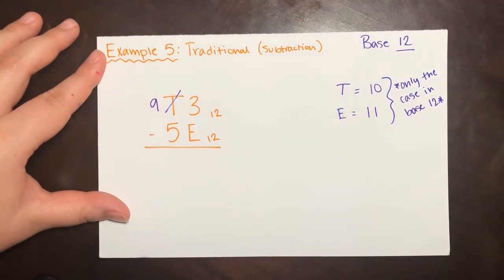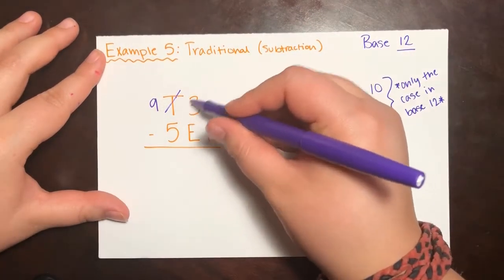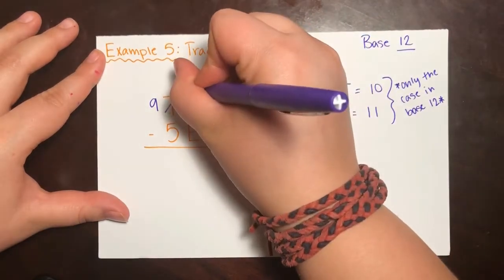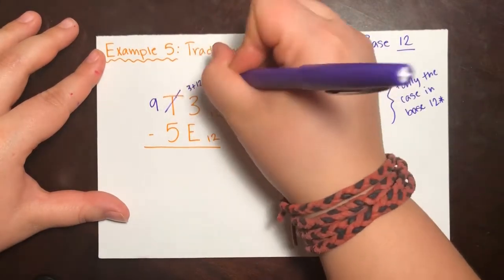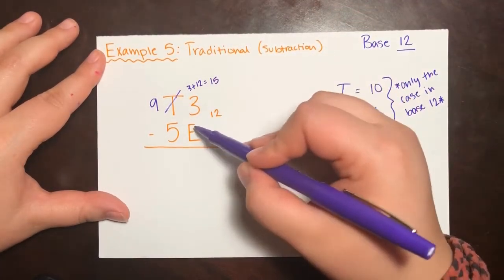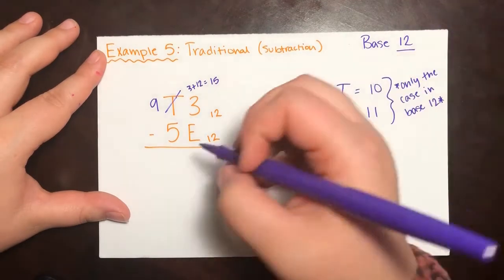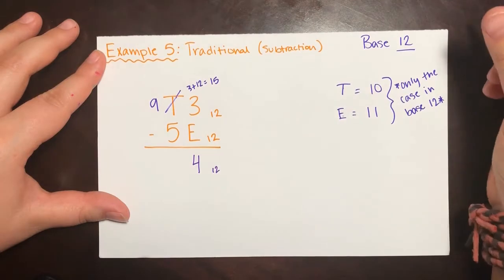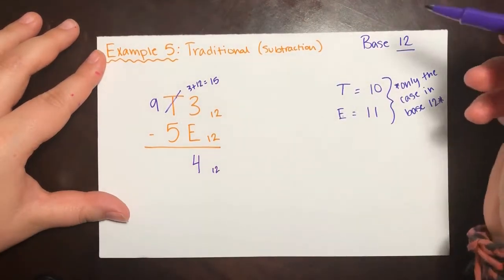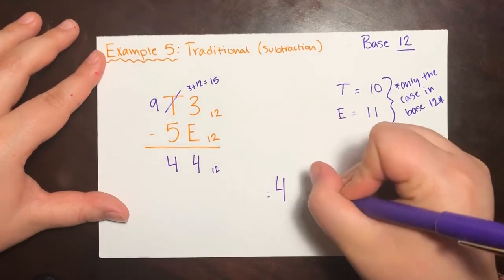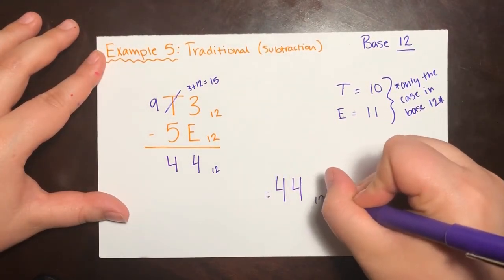So we'll take 1 off of our T and give us 9, right? Because T is actually 10. And instead of adding a 10 to the 3 to make it 13, we're going to add a 12 because we're in base 12. So 3 plus 12 equals 15. So now we have 15 minus 11, that's going to give us 4. I'll write a little base down here. And then 9 minus 5 is going to give us another 4. So our answer then is 44 in base 12.